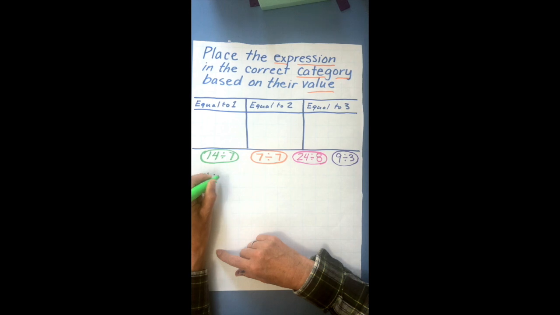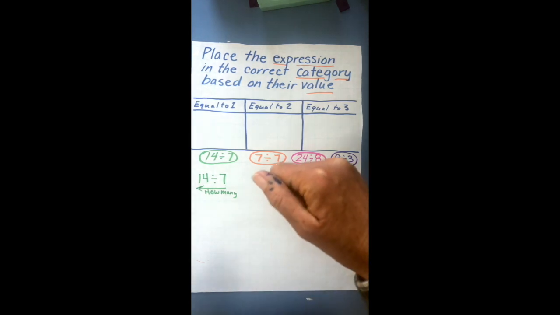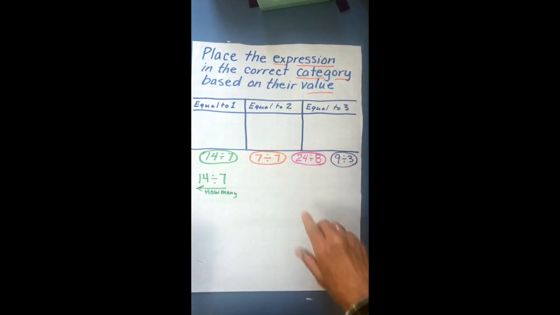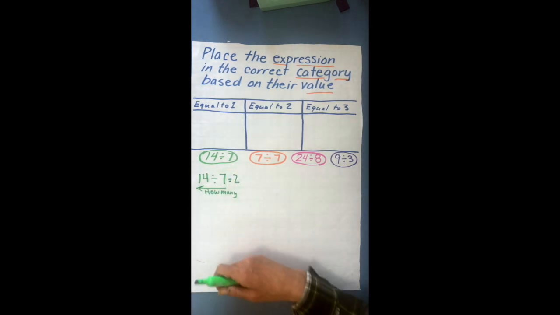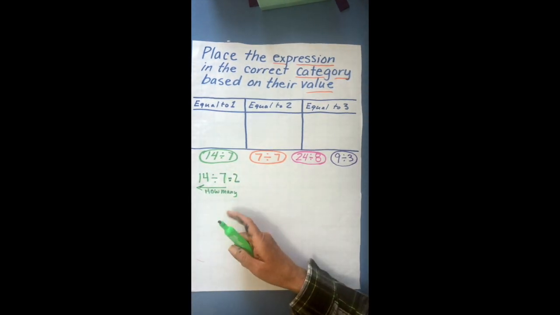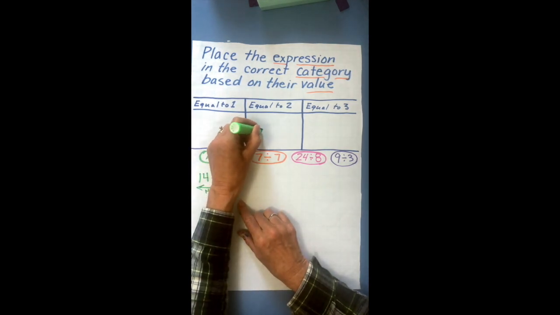14 divided by 7. Remember, I go backwards and I ask how many. How many 7s are in 14? So I use my skip counting song for 7s. 7, 14, I get 2 fingers. Okay, so on this one, it looks like the green one is equal to 2. I would put it in this category.